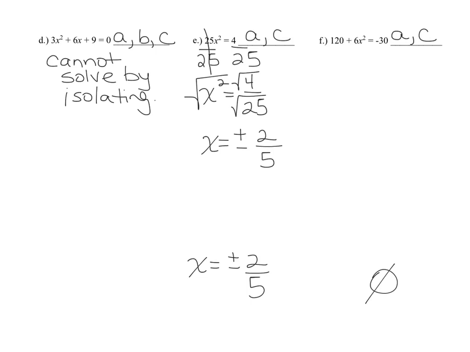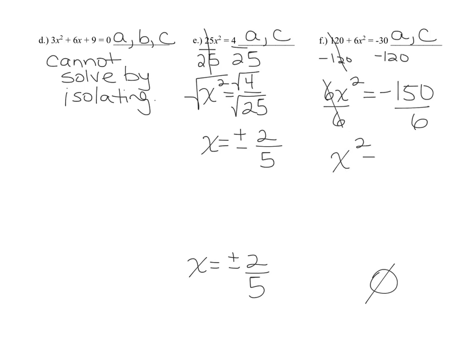Now letter F, you might be like, well, wait, I simplified this one. But if you look, when you subtract 120 from both sides, because you're always going to get the x squared alone first, just like you'd be isolating a regular x, you get 6x squared equals negative 150. Then you're going to divide both sides by 6, and you get x squared equals negative 25.